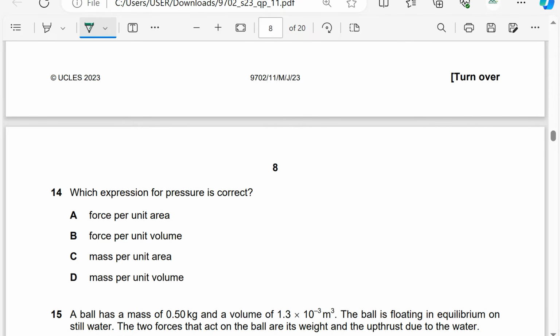Which expression for pressure is correct? We know that pressure is the force acting normally per unit area. This means the answer is automatically A. Pressure is the normal force acting per unit area.